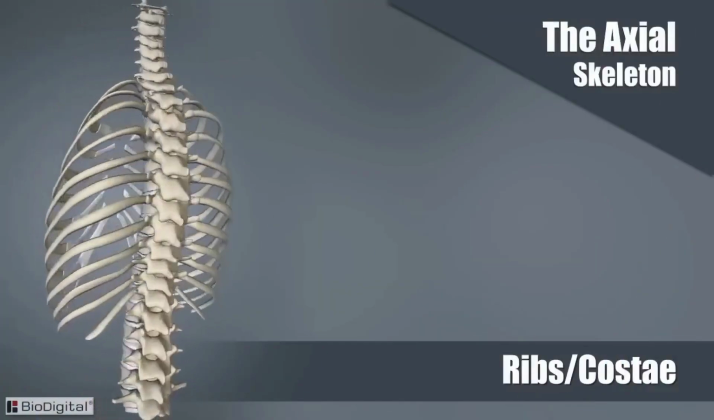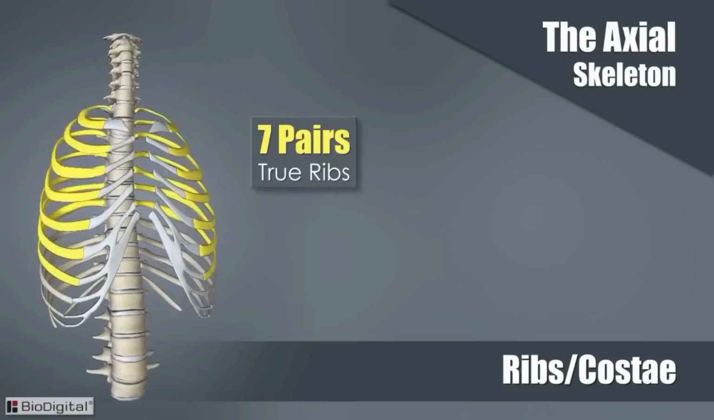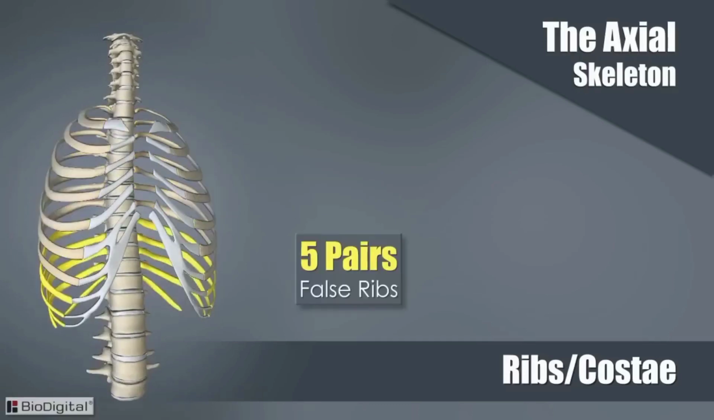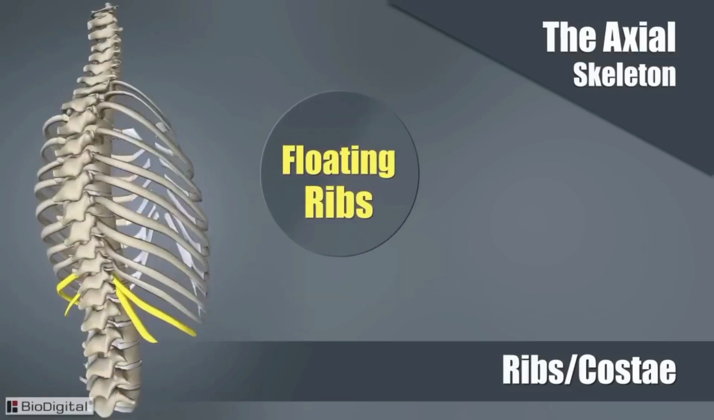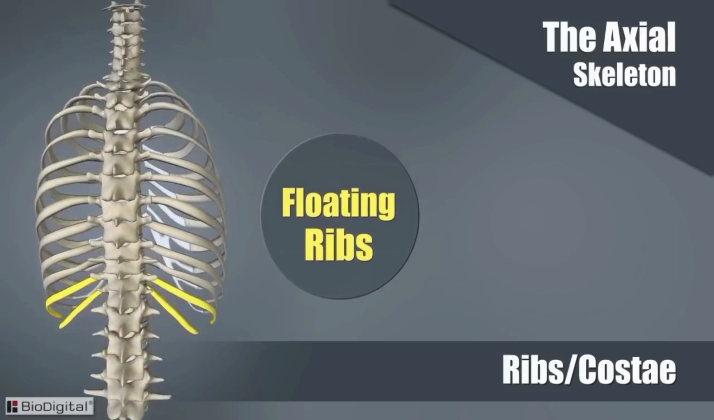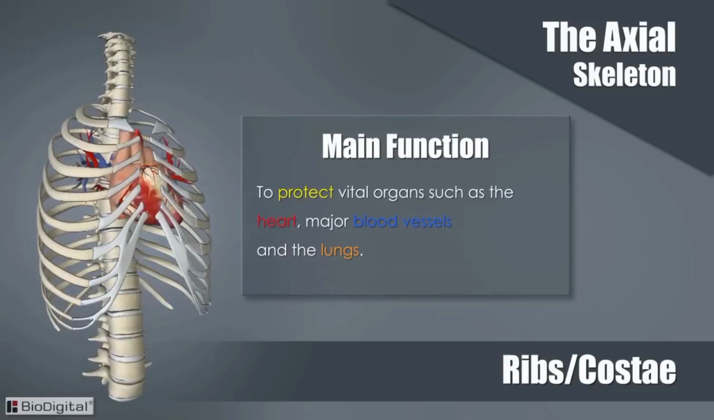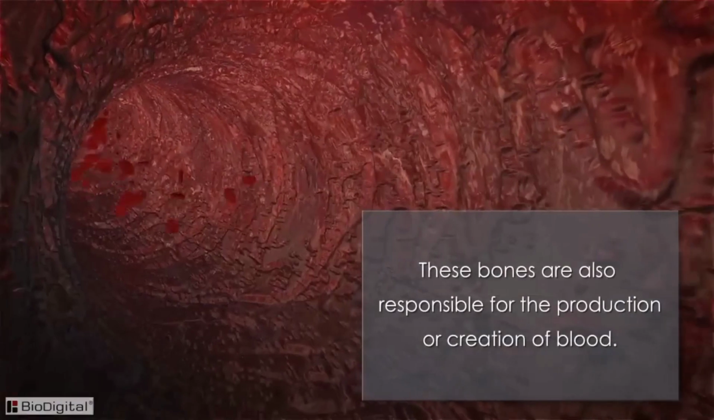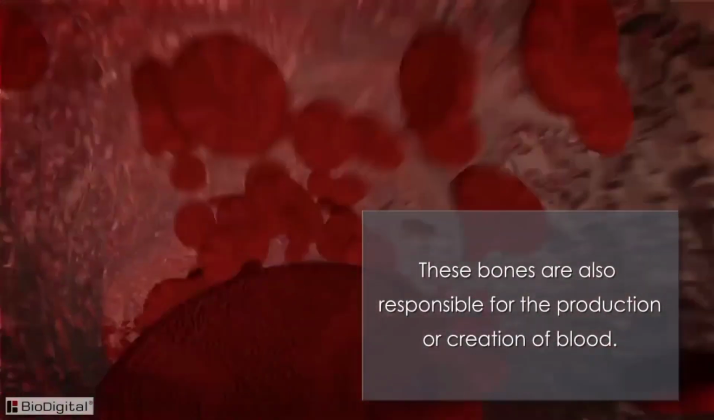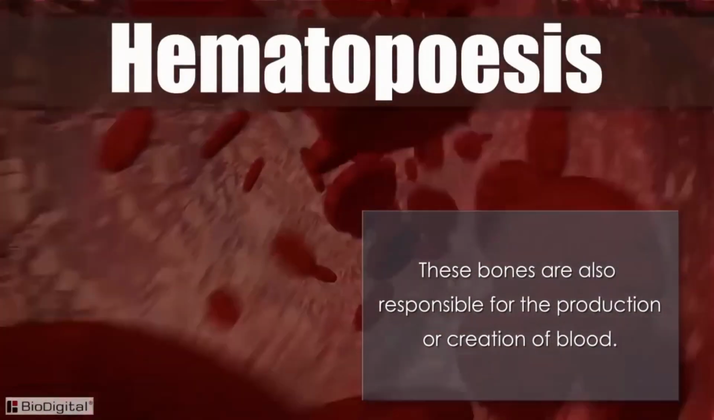The costae, or ribs, are composed of 24 ribs, or 12 pairs of ribs. There are 7 pairs of true ribs and 5 pairs of false ribs, of which the last 2 pairs are called the floating ribs. The rib's main function is to protect vital organs such as the heart, major blood vessels, and the lungs. These bones are also responsible for the production or creation of blood. The medical term for this is hematopoiesis.